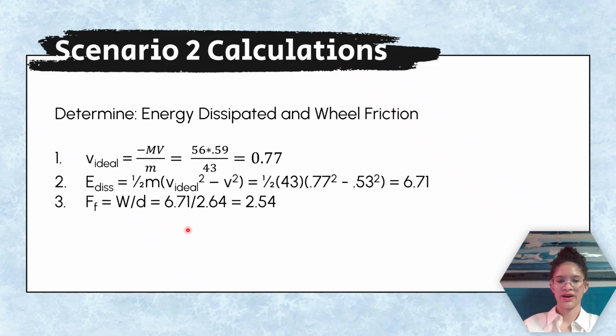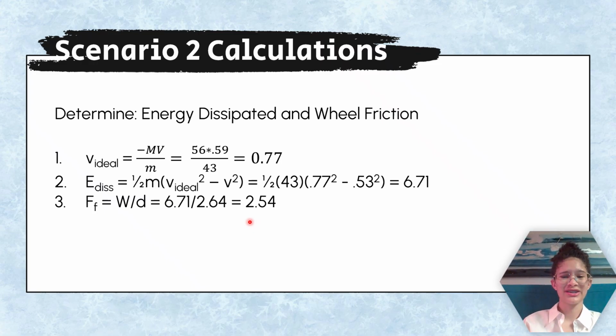And over that distance of 2.64 meters, you get 2.54 newtons of force between the wheels and their bearings that prevented my calculations from being perfect. How tragic, but science.